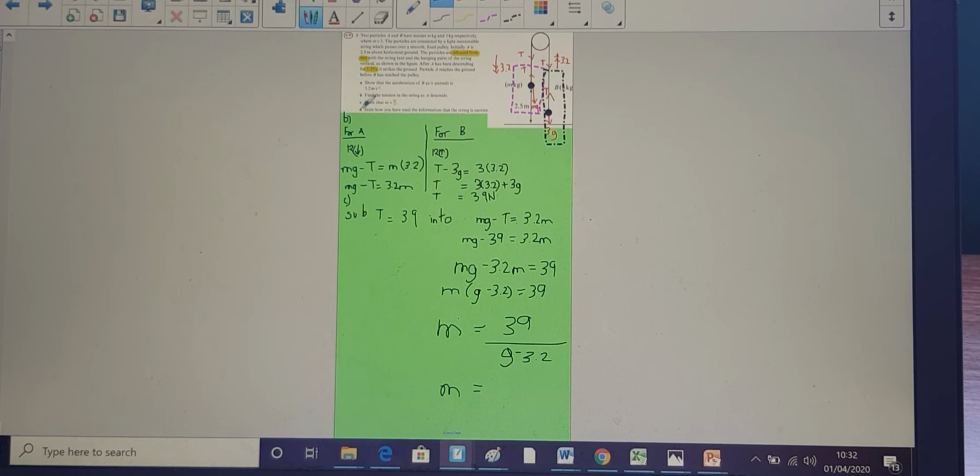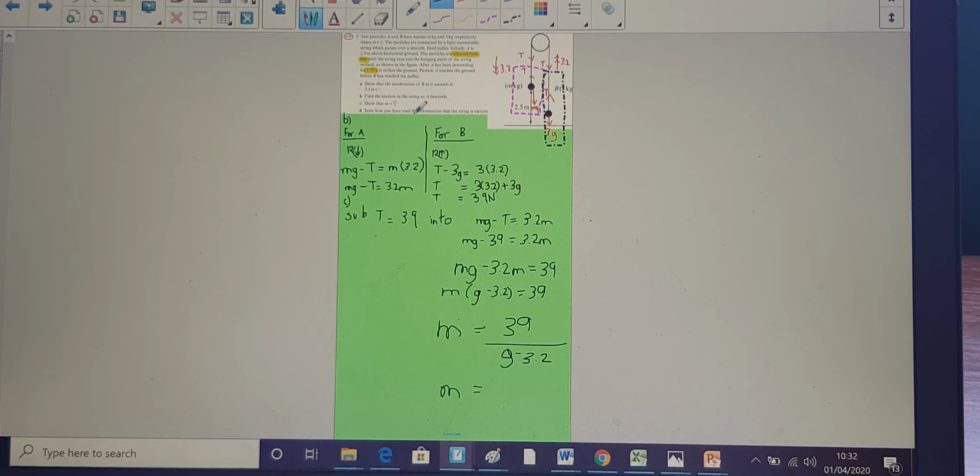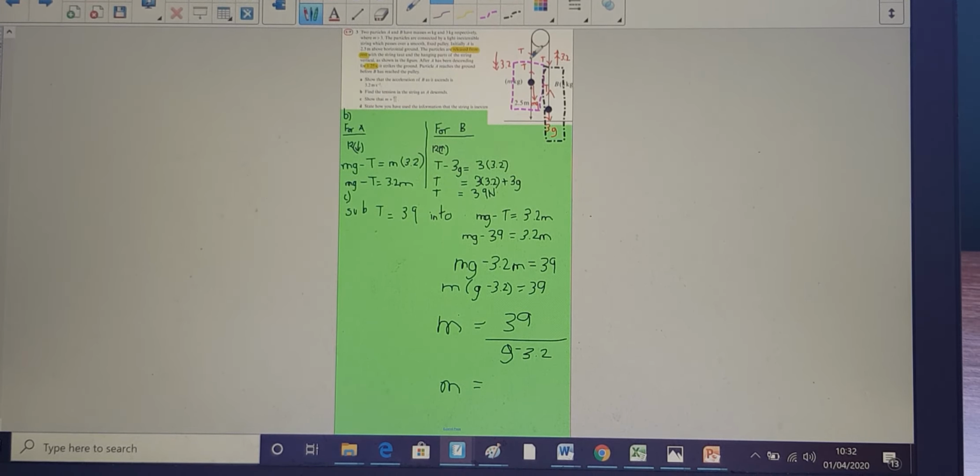And then part D says, state how you have used the information that the string is inextensible. If it's inextensible, the acceleration of particle A is exactly the same as particle B, and we've assumed that. Therefore, that is what we should write.